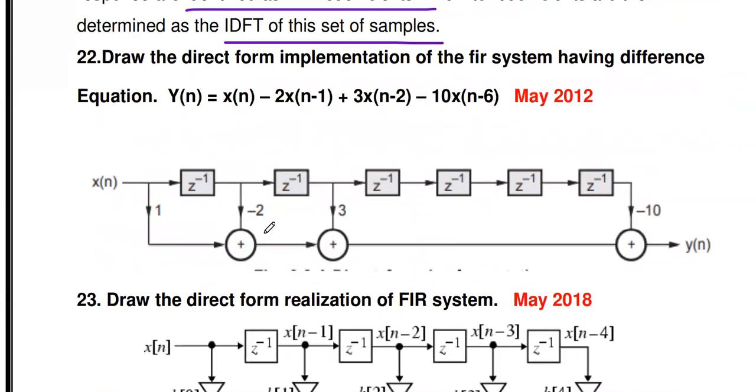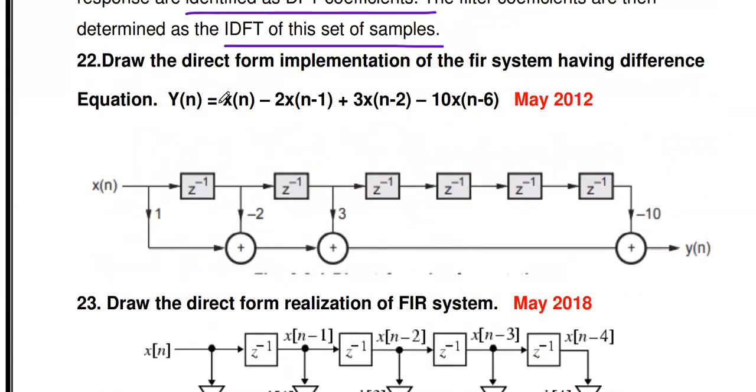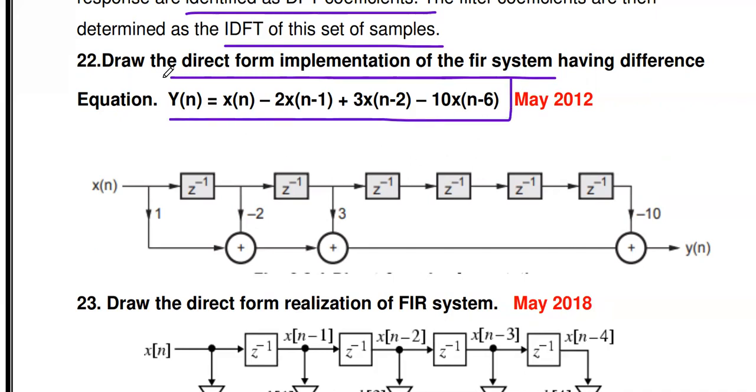Then the next problem: draw the direct form implementation of FIR filter having the given difference equation. We already solved the realization of FIR filter as a separate topic. On our channel, we solved several problems on direct form realization, transversal realization, cascade and linear phase realization. This is a repeated 2-mark problem, we will see. This is the equation they may have given.